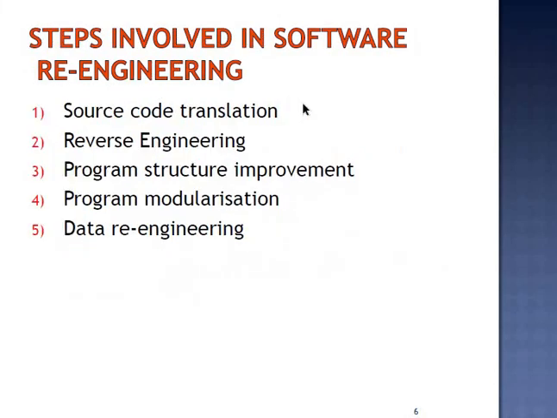New technology. Now, the steps involved in software re-engineering. The first one is source code translation. Then we have reverse engineering, then program structure improvement, then program modularization, then data re-engineering. So let's go into them one by one.